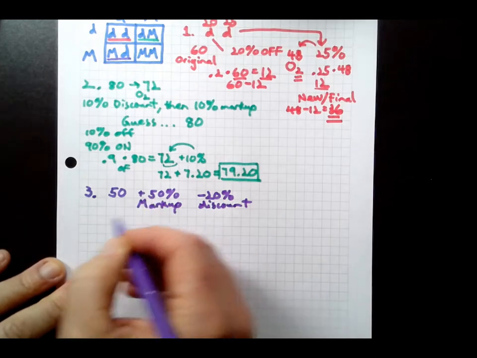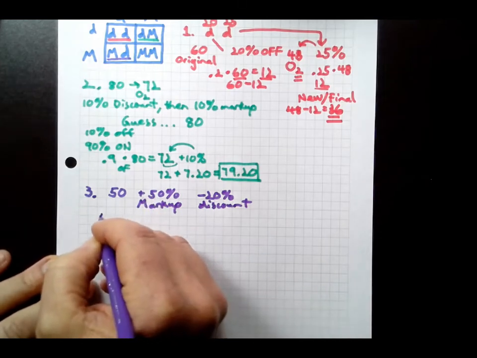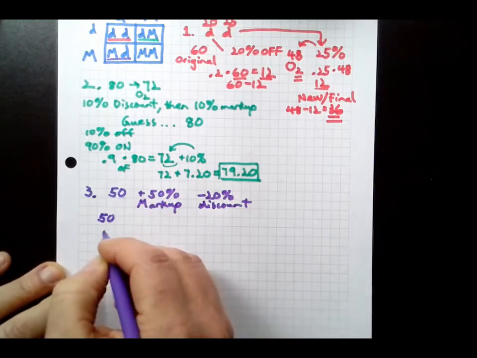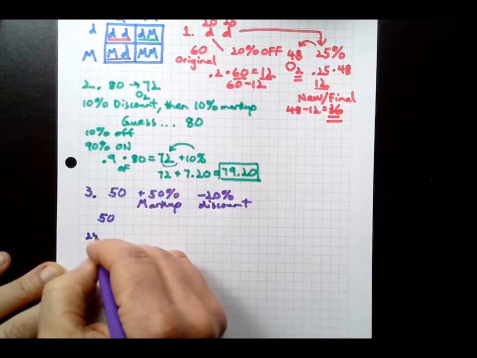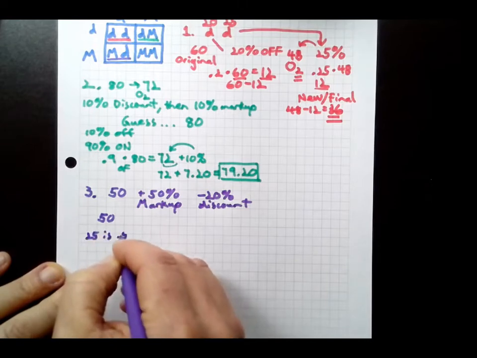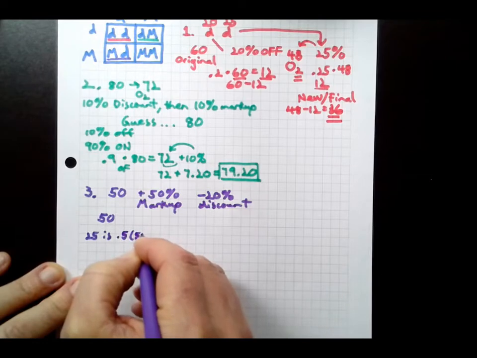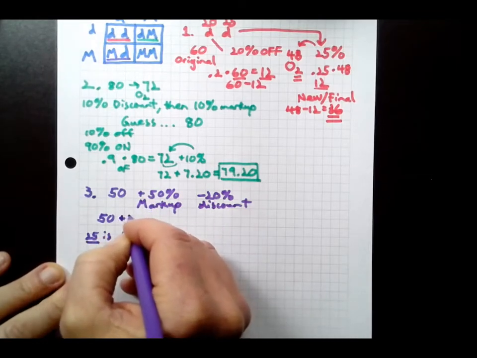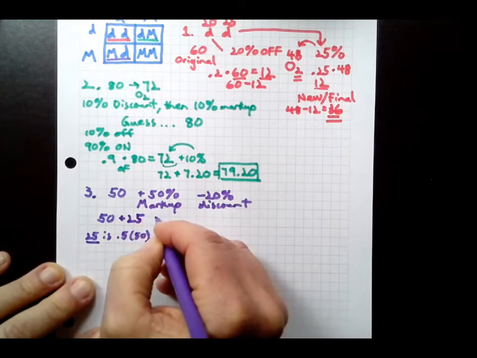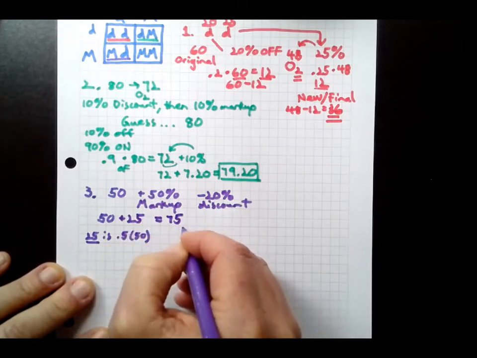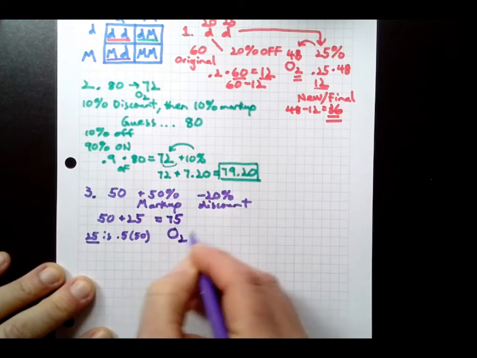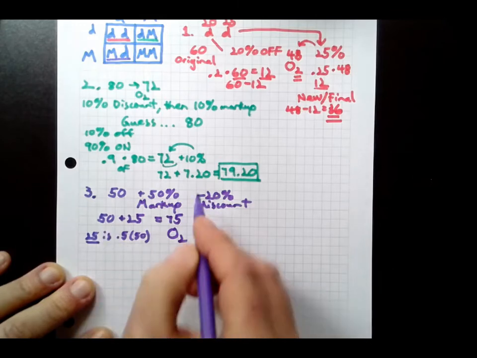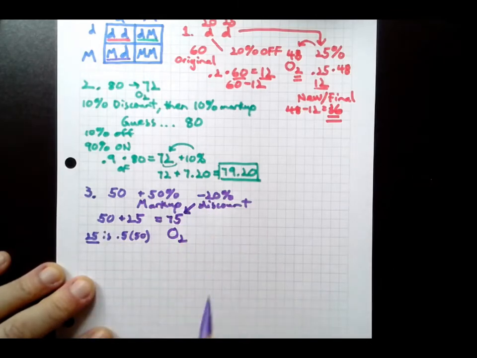If I'm going to mark it up, that means what is 50% of 50? 25 is 50% of 50. So I'm going to mark it up by the 25, which gives me my second original. And now the discount will not be applied to the 50. The discount will be applied to the new original.